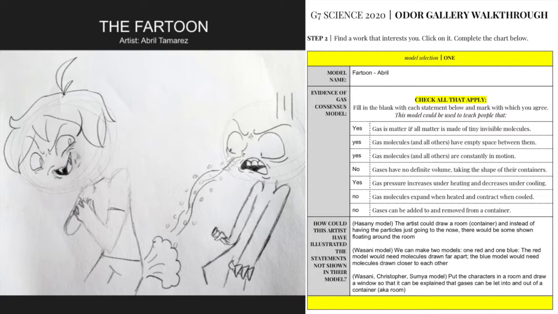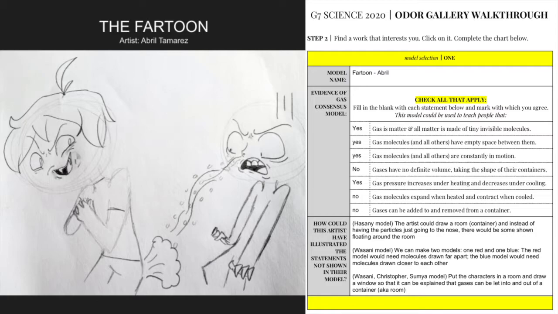Two models, one red, one blue. We talked about how the red model would need molecules drawn far apart. The blue model would need molecules drawn closer to each other.